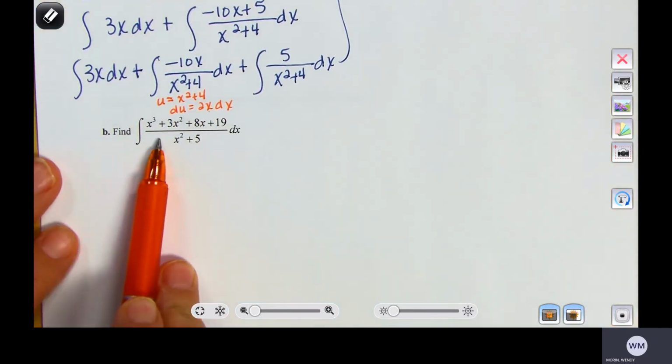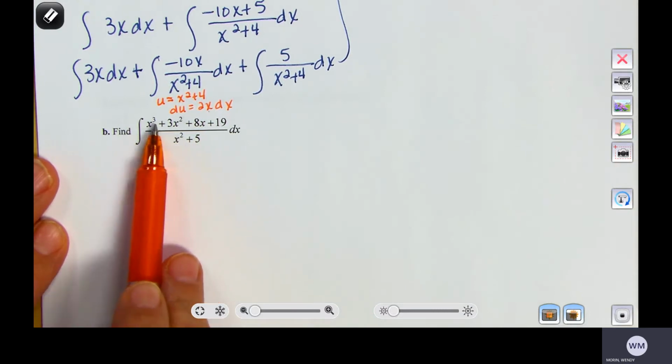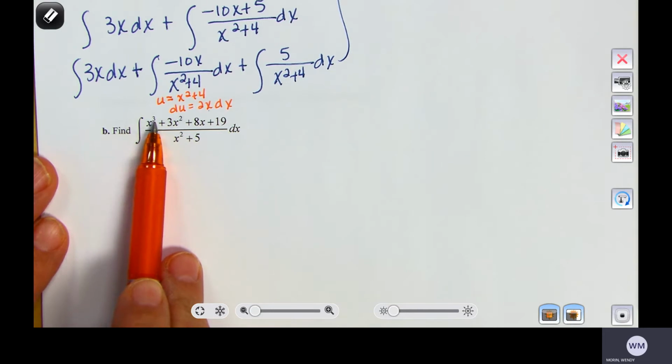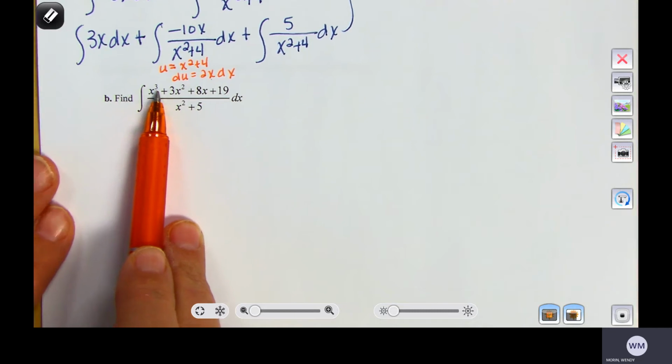So if you want to pause the video and practice your long division, we need to do long division because the numerator is smaller than the denominator, the degree. So go ahead and stop the video and practice your long division.